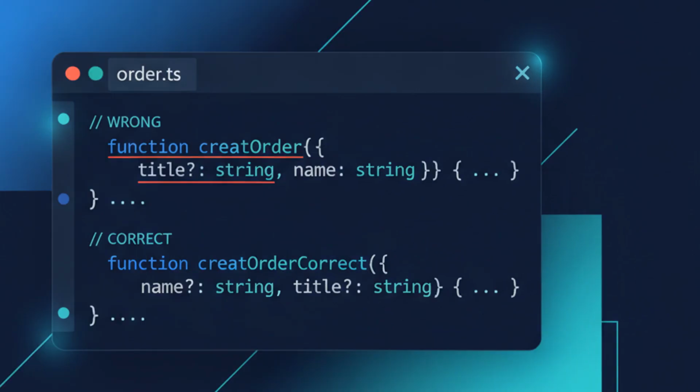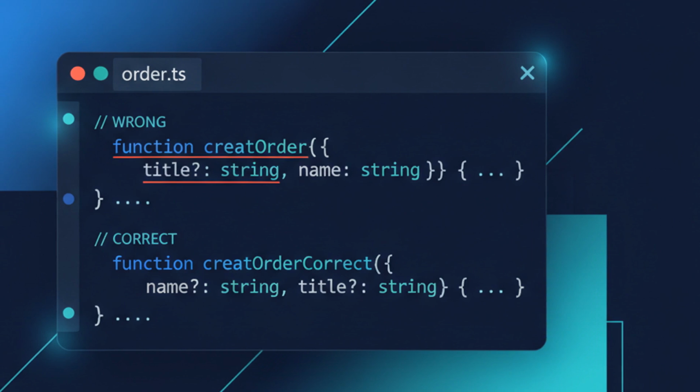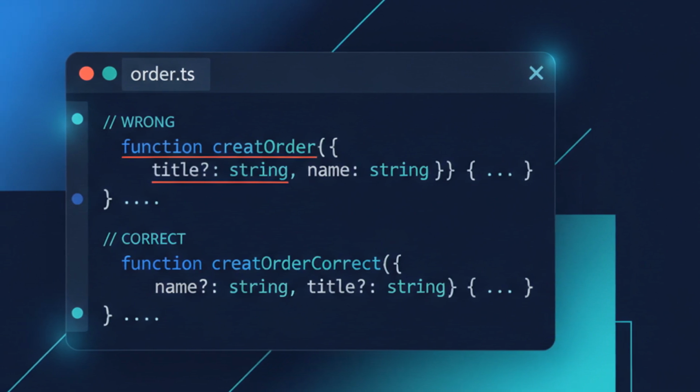Let's lock in the 3 big wins from today. 1. Parameter and return types make your functions catch bugs before they run. 2. The question mark makes a parameter optional and might be undefined. 3. The equal sign gives a default value that's always there.